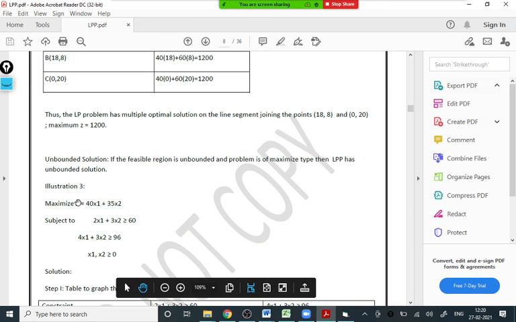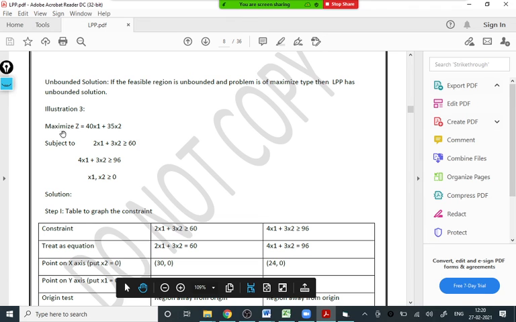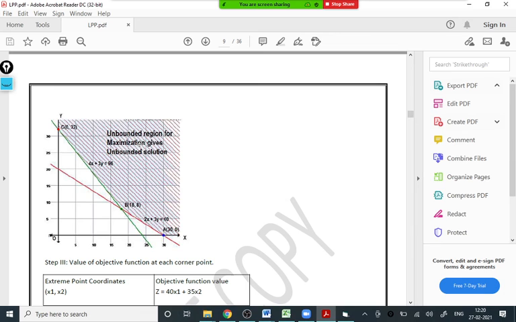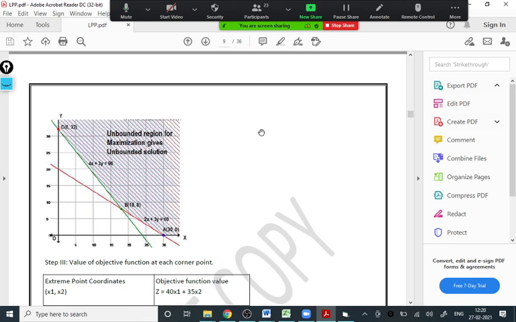Case 3 is the unbounded solution. Now the question is to maximize and the constraints are of greater than type. What happens? The feasible region will look like this. This is the feasible region, and the question is to maximize. In this case, as you move away from the origin, you get better and better solutions. Yes, the problem has a solution, but it is an unbounded solution. Such a case is known as an unbounded solution because we are looking for the maximum in this region, and there is a corner point at infinity because this region is unbounded. So we say this problem has an unbounded solution.